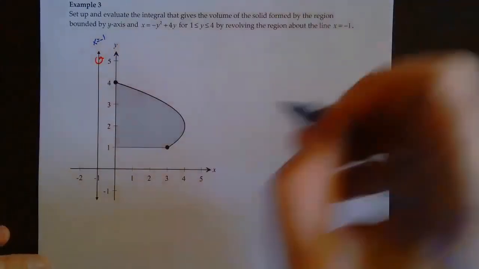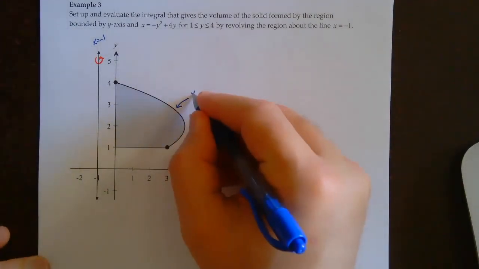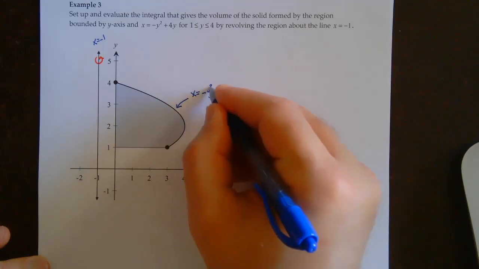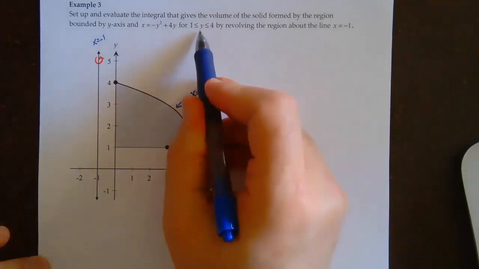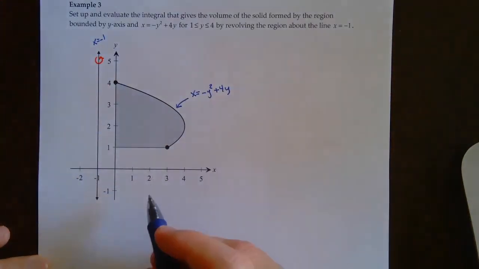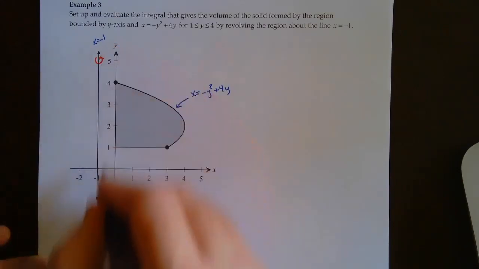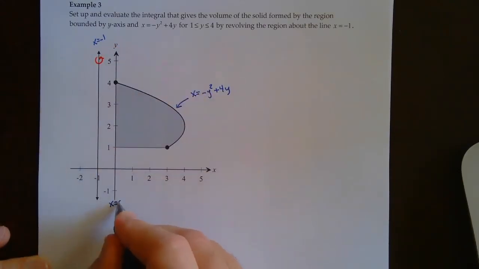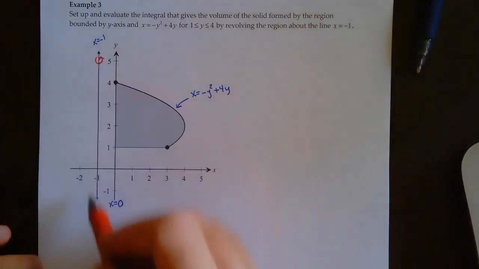So you always have to determine the line you're rotating around. This equation is x is equal to negative y squared plus 4y. We know this is 1 from this, and this top is 4. And this vertical line, the y-axis, is x is equal to 0. So this is the line we're rotating around.